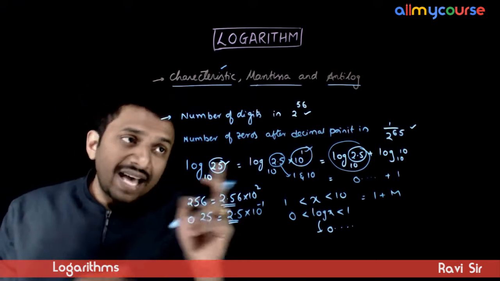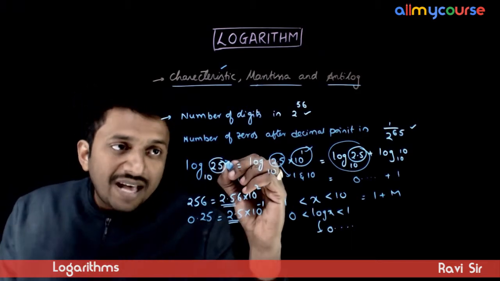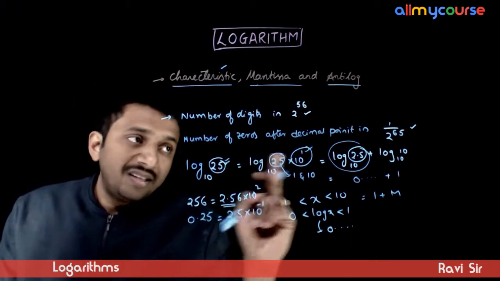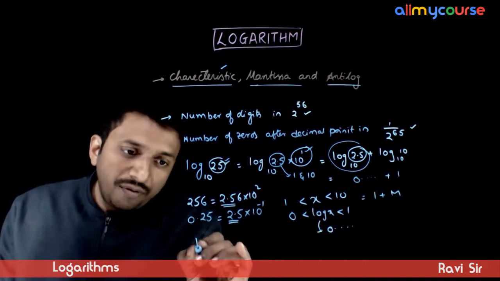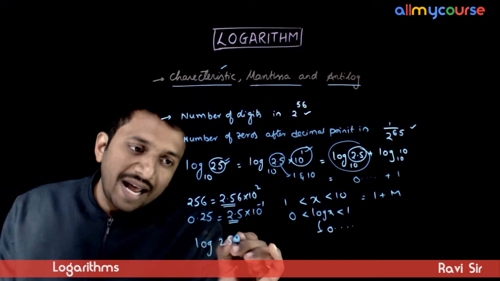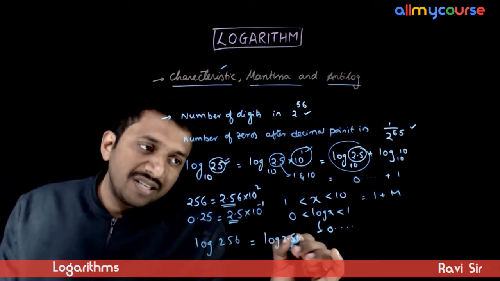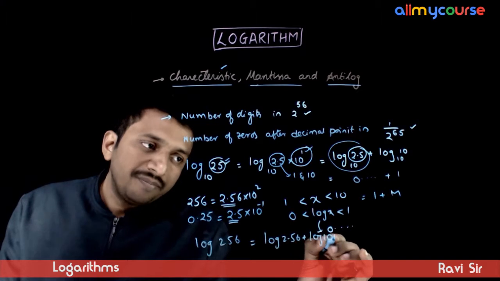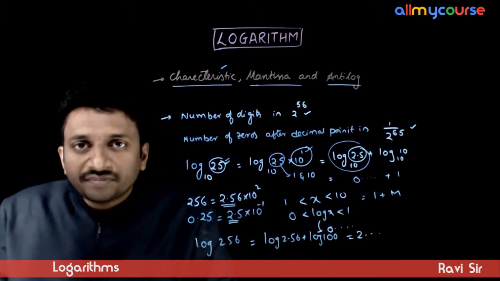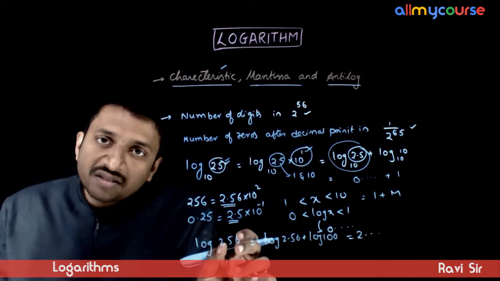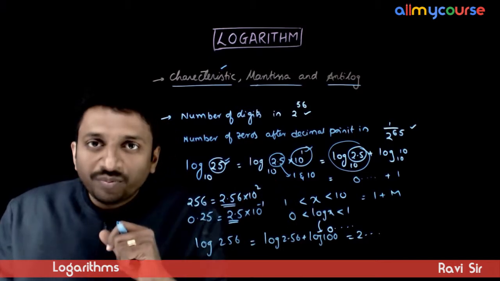Now, how is this characteristic related to the number of digits? If 25 has 2 digits, the characteristic will be equal to 1. So let us take log 256. If the number has 3 digits, this can be written as log 2.56 plus log 100. Log 100 is nothing but 2. So this will be 2 point something. So if there are 3 digits, the value of the logarithm will be 2 point something. That is, the characteristic will be 2.